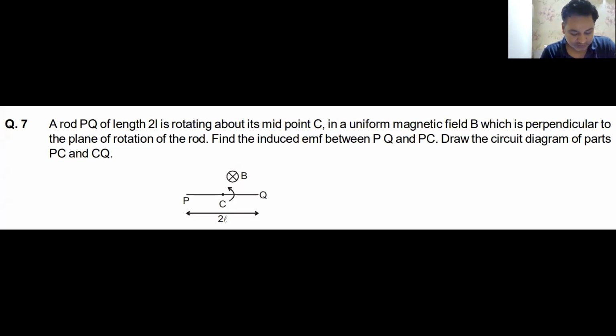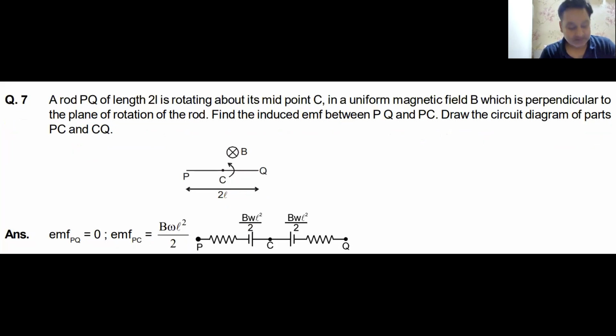So how are we going to solve this question? This is pretty straightforward and I hope you get it. This is the point C. You can easily find out the potential difference between C and Q. It will be half B omega L squared because C to Q is L. And if I take V cross B, point C will be at a higher potential. You got this part? Yes, sir.